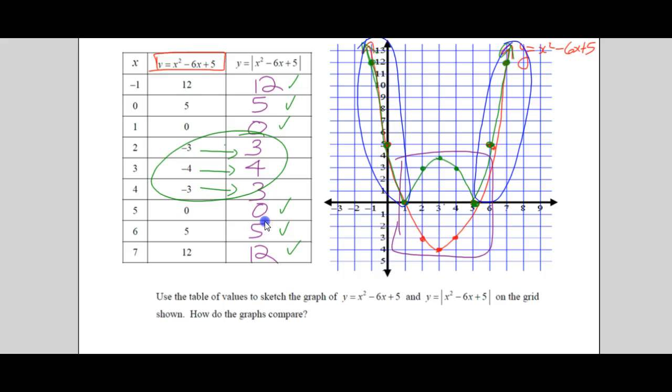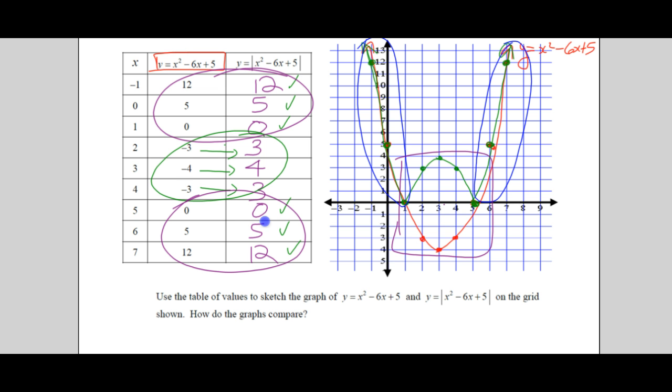So how do the graphs compare? Just the same as the last set. They're the same if these values are positive, then I've got the same graph. If the original function's values are negative, then the absolute value function is, in effect, graphically, a reflection in the x-axis. So to draw it is really just saying, this branch here just reflects up to here.